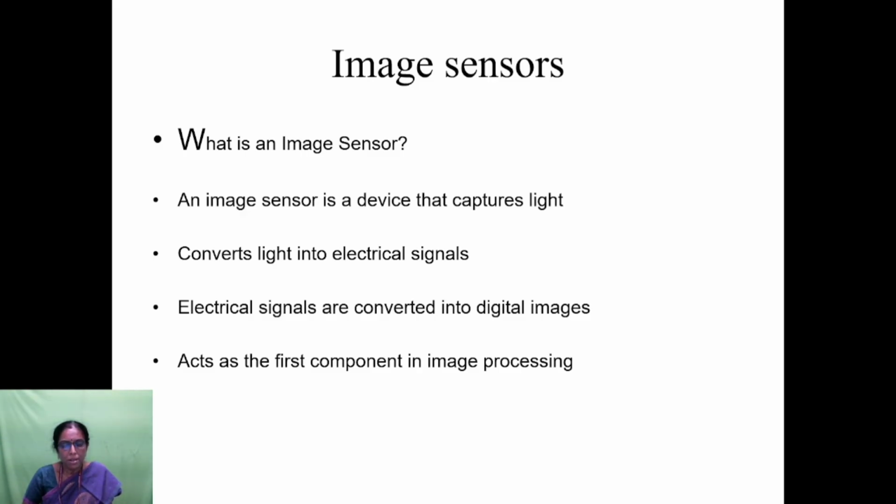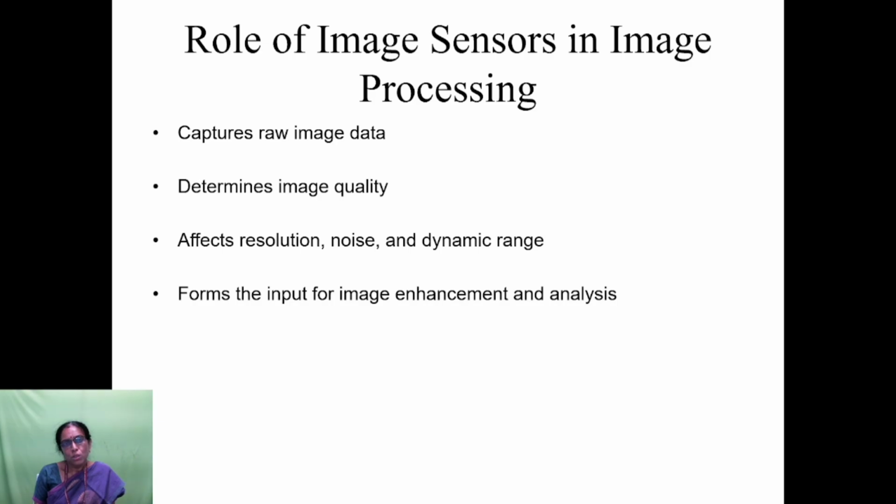What is an image sensor? An image sensor is a device that captures light and converts light into electrical signals. Electrical signals are converted into digital images. This acts as the first component in image processing. The role of image sensors in image processing: it captures raw image data, determines image quality, affects resolution, noise and dynamic range, and forms the input for image enhancement and analysis.